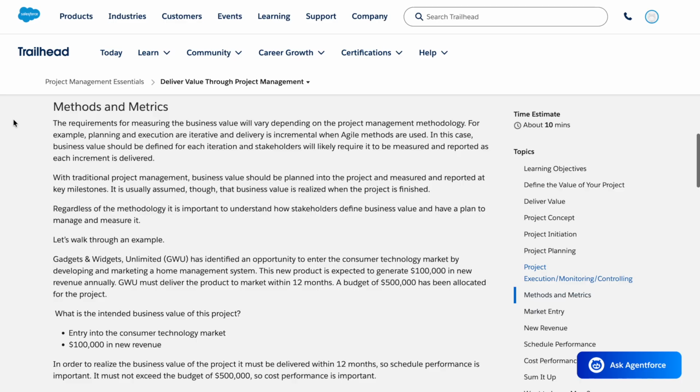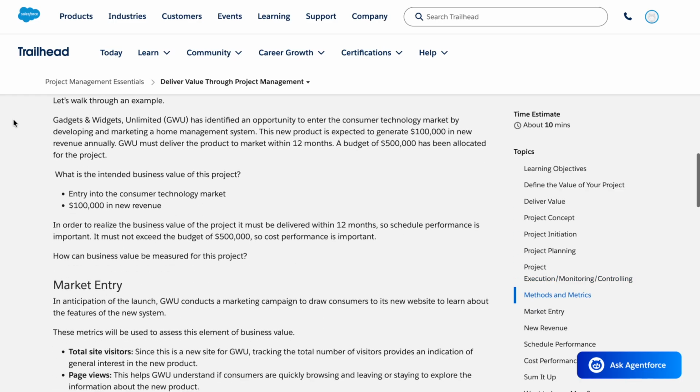It is usually assumed, though, that business value is realized when the project is finished. Regardless of the methodology, it is important to understand how stakeholders define business value and have a plan to manage and measure it. Let's walk through an example.